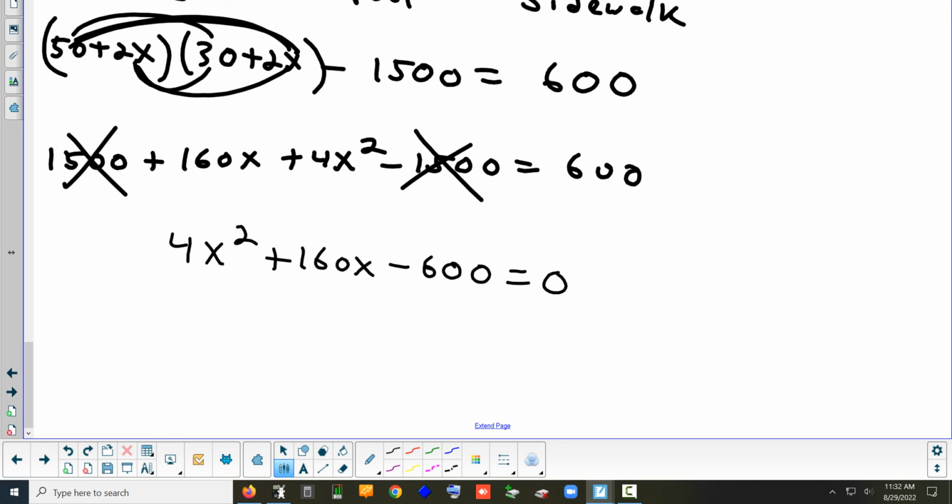Now, whether I'm going to factor this or use quadratic formula, there is something I can do first to make these numbers a little easier to work with. Yeah? You can divide everything by 4. Necessary? No. Makes it easier? Yes.